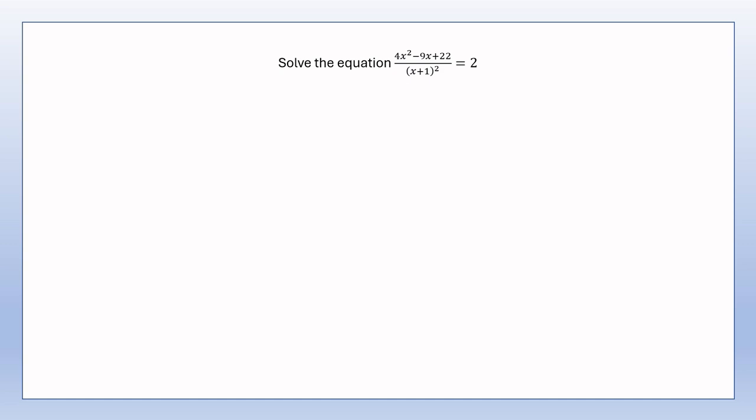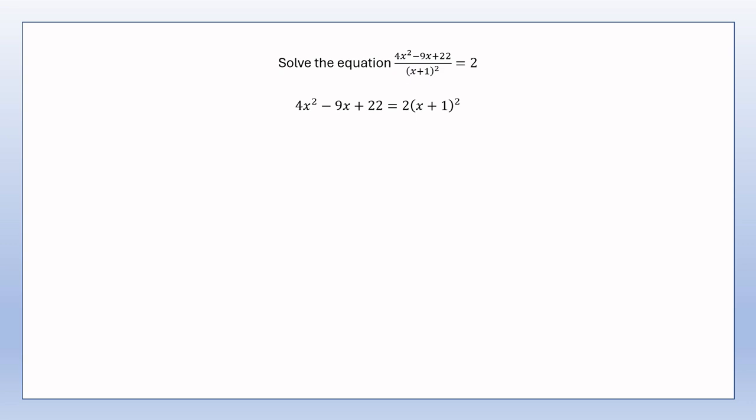My idea is to multiply through by (x plus 1) squared to get rid of that inconvenient denominator on the left-hand side. So let's do that, and we get 4x squared minus 9x plus 22 equals twice (x plus 1) squared. And now, really just follow your nose.